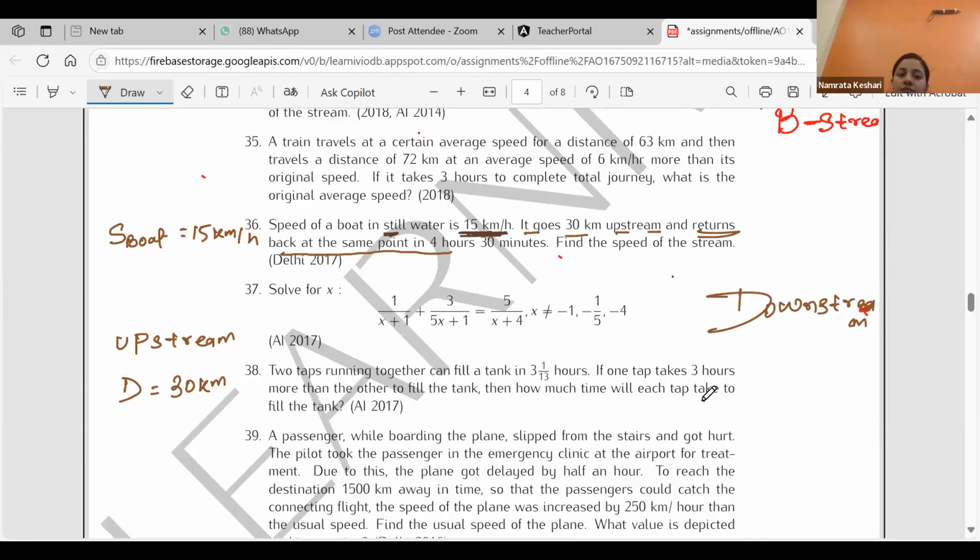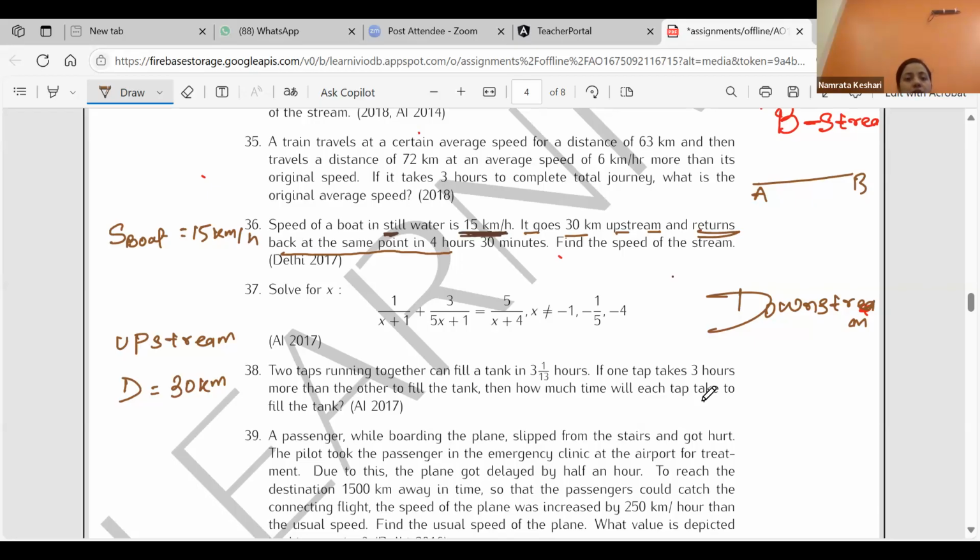When the boat is supposed to go from point A to point B, the boat's job is to pick the people from point A and drop them at point B, then pick the people from point B and drop them at point A. So it's picking up the people from A, dropping at B, picking up the people from B, dropping at A.